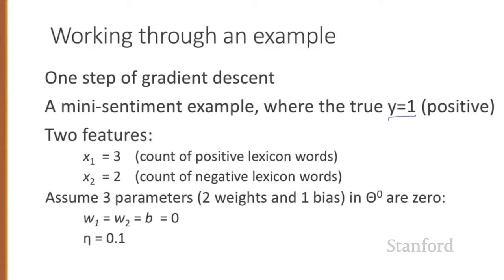And with only two features, x1 will have a value 3. That will be the count of positive lexicon words in our review. And feature x2 will have the value 2. That'll be the count of negative lexicon words. And let's assume three parameters, two weights, W1 and W2, and one bias B. And let's assume the values are all set to 0 in our initial state theta super 0. And let's make the initial learning rate be 0.1.